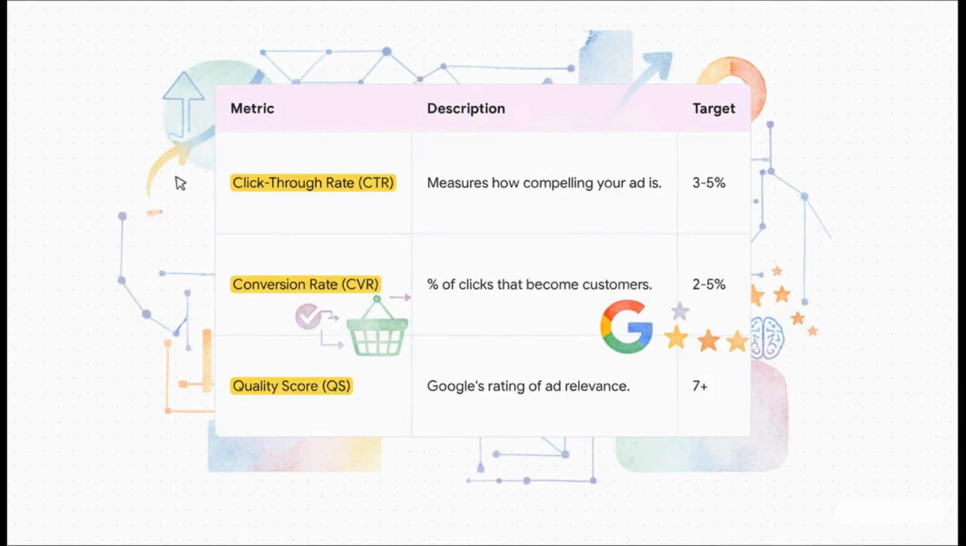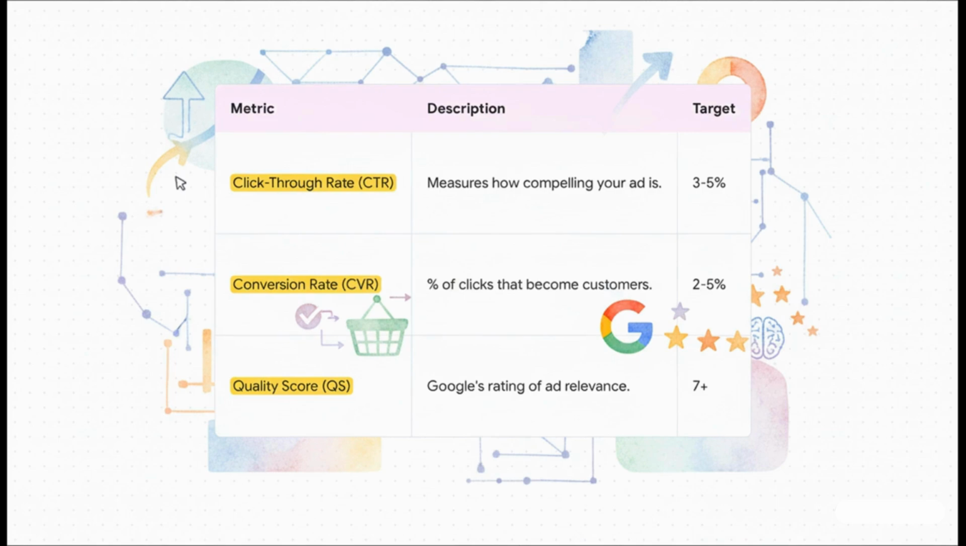So, how does the AI even define a winner? Well, it's not just a gut feeling. It's looking at three specific key metrics. First up is click-through rate, or CTR. That basically tells you how compelling your ad is. Are people actually clicking it? Then there's conversion rate, which is the ultimate goal. What percentage of those clicks are turning into actual customers?